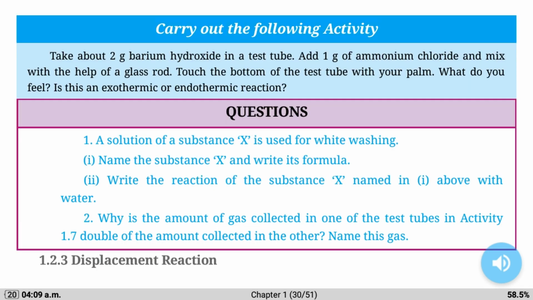Carry out the following activity. Take about 2 grams barium hydroxide in a test tube. Add 1 gram of ammonium chloride and mix with the help of a glass rod. Touch the bottom of the test tube with your palm. What do you feel? Is this an exothermic or endothermic reaction?